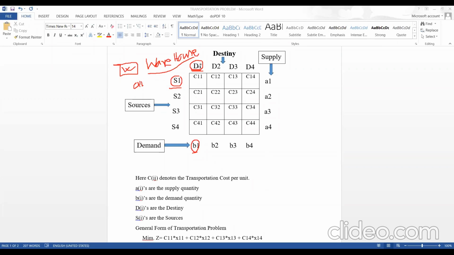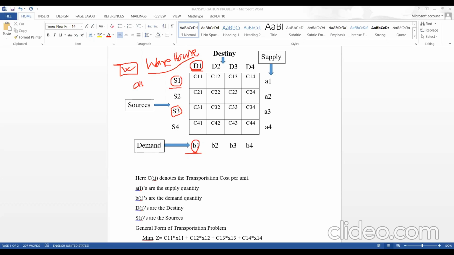They will supply A1 quantity to the destination D1. But the demand of the destination D1 is more, so obviously some quantity is left from the demand. To fulfill the whole demand of destination D1, they will search again, out of all the warehouses or sources, which one is close to the destination D1. Suppose the source S3 is close to destination D1 other than S2 and S4.